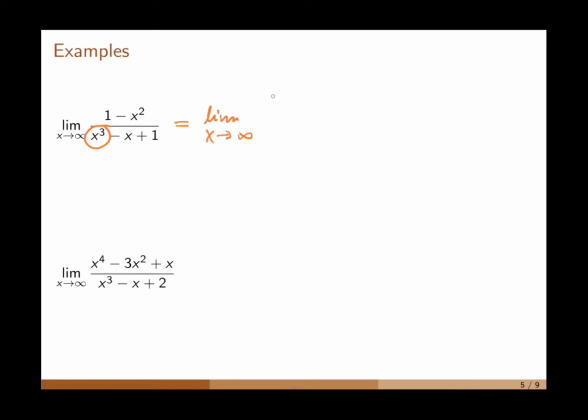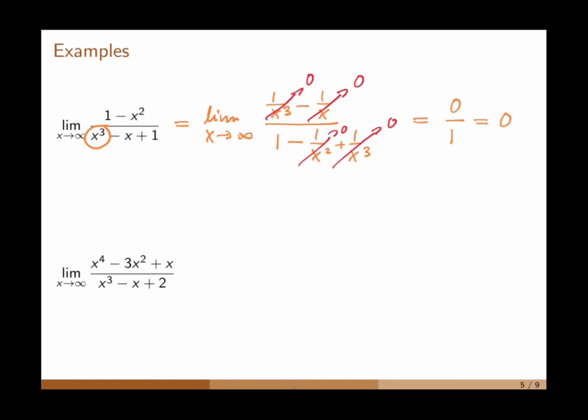So what was the rule again? Divide by x cubed. So then we get 1 over x cubed minus 1 over x, right? X squared divided by x cubed is 1 divided by x. In the denominator we get 1 minus 1 divided by x squared plus 1 divided by x cubed. And then again we take our red pen, and then this goes to 0 as x goes to infinity. This goes to 0, this goes to 0, and this goes to 0. And so what do we keep? Well, we just keep 0 divided by 1, so then the limit in this case is equal to 0.